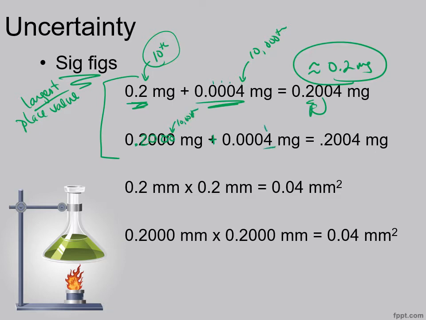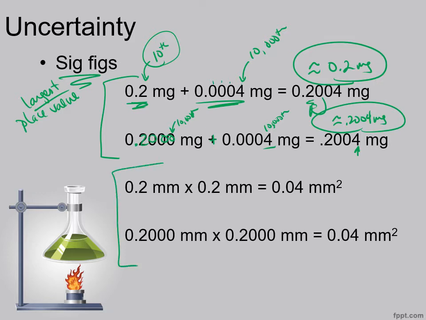Here I also have the 10,000th place. So I'm going to round my final answer to the 10,000th place, which is right there. So I'm going to keep all of those digits. We're going to round, not even round, just keep that 10,000th place. Our final answer is 0.2004 milligrams.